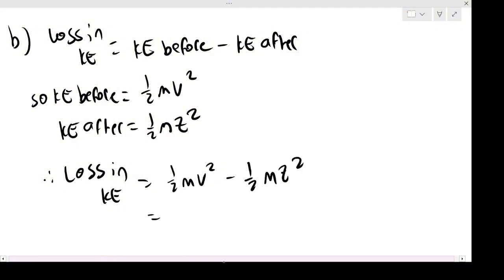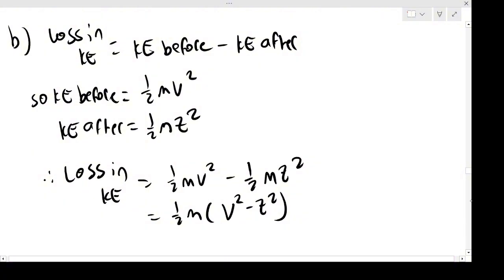And actually we can factor half m out, right? So it's going to be then v squared take away z squared. I could further factorise this because it's the difference of two squares, but I'm going to leave that there, right? Because if you remember the parallel and the perpendicular equations, we can square them and then we can get the speed squared. So actually the squares of my speeds might be more helpful, so I'm going to leave it where it is.